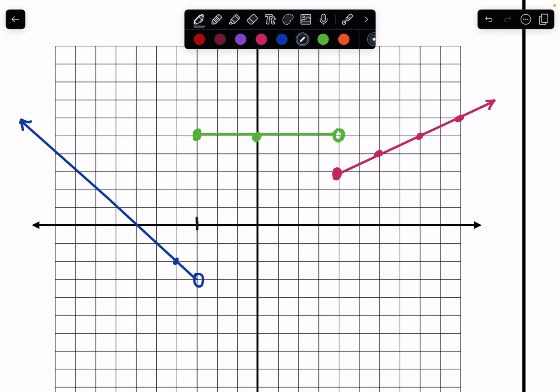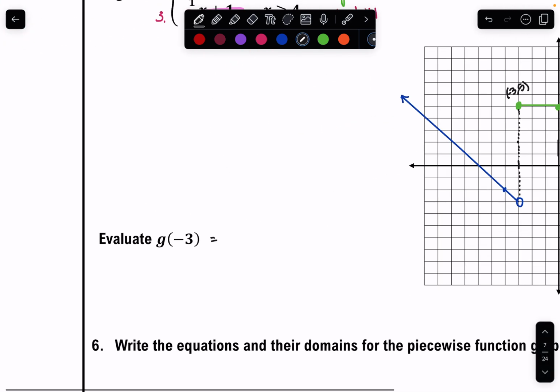for this past unit. We go to -3. If I go down, I'm at an open circle, so that's not the function that I want to use. So I go all the way up 1, 2, 3, 4, 5. So this ordered pair would be -3, 5. So the corresponding y value would be 5.